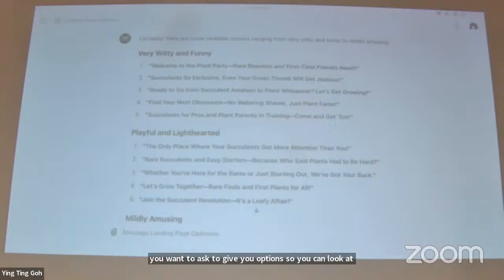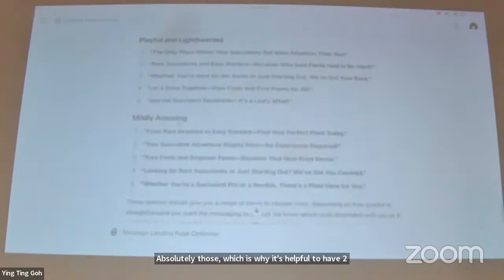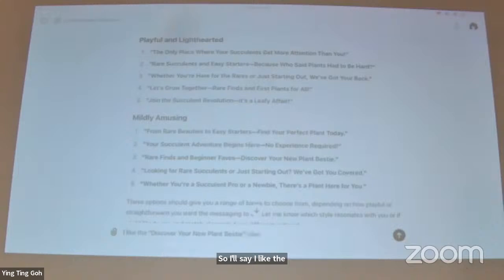So here you can see I asked for very witty and funny. I'm not sure if its idea of very witty and funny is the same as mine. I feel like what Framer created is funnier in some places. So you can keep those, which is why it's helpful to have two things. Rare finds in beginner phase, discover your new plant bestie. I quite like the discover your new plant bestie vibe, and I think it makes the plants more playful. So I'll say I like the, can you write the hero section?